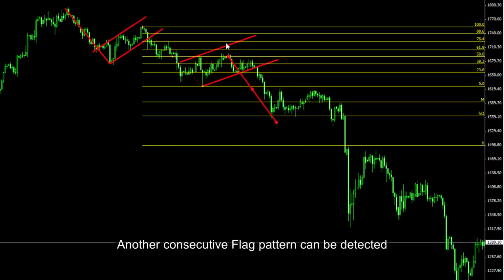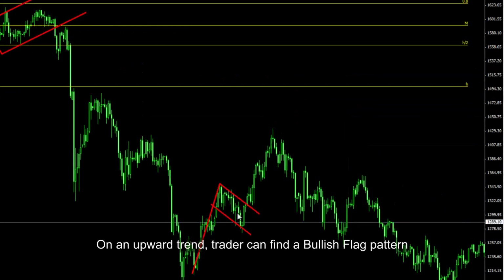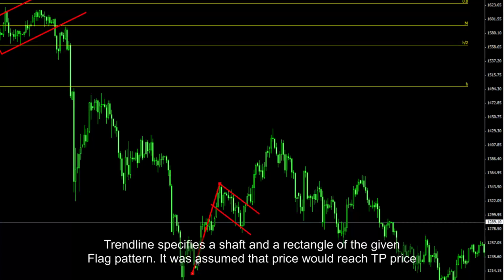Another consecutive flag pattern can be detected. On an upward trend, a trader can find a bullish flag pattern. Trend line specifies a shaft and a rectangle of the given flag pattern. It was assumed that price would reach TP price.